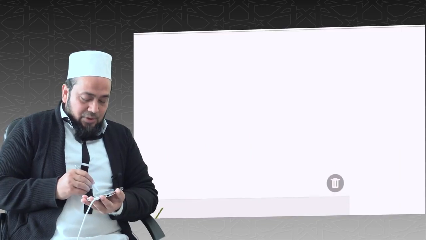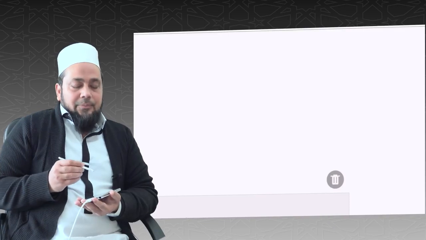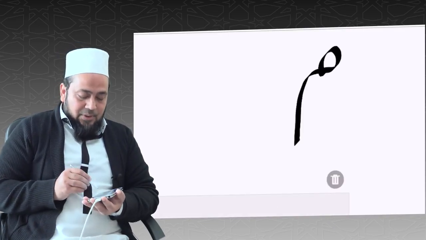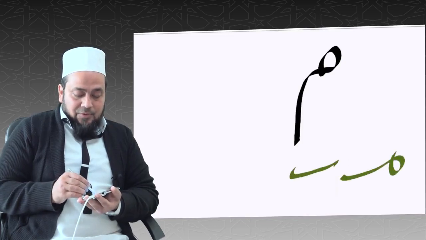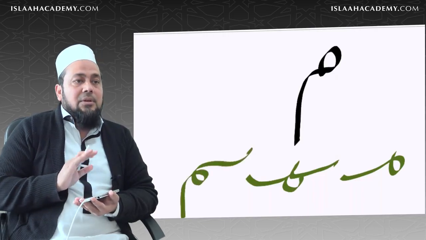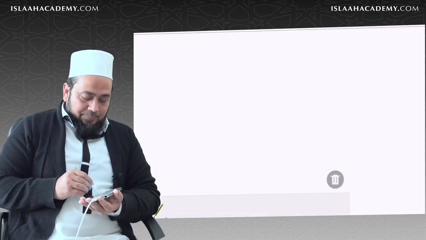Now let's move on to the next letter, Mim. Standalone shape of Mim is this one. Beginning of the word shape is this one, middle of the word shape is this one, and end of the word shape is this one. This is the letter of Mim.